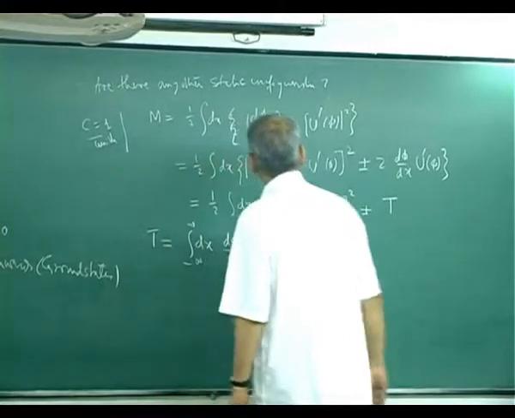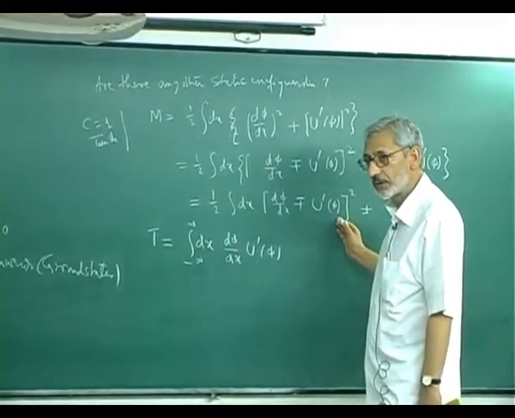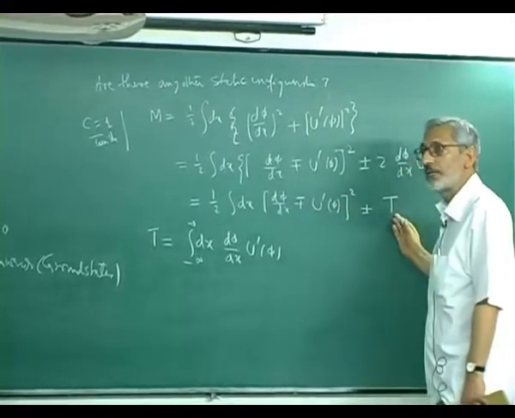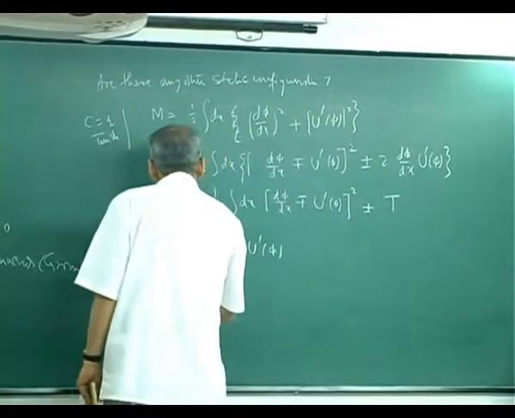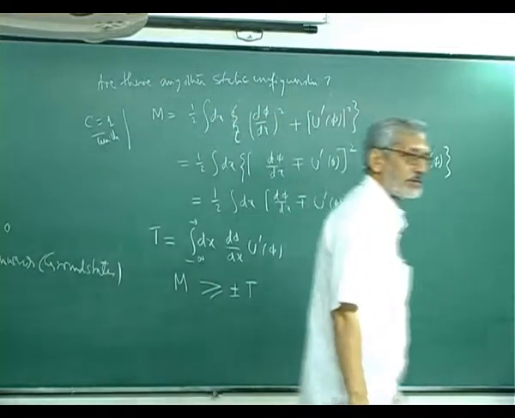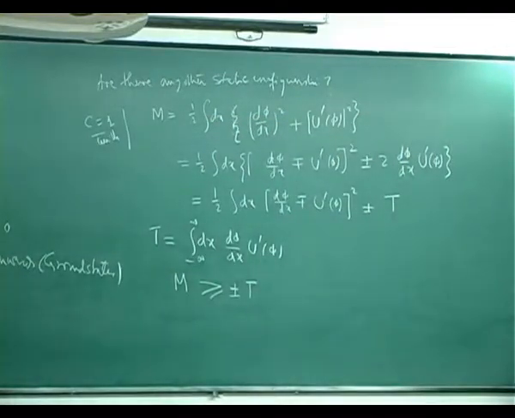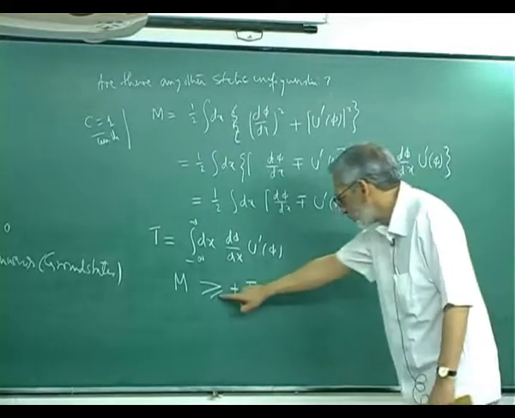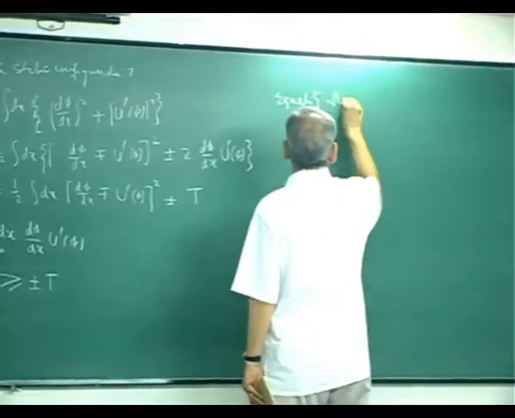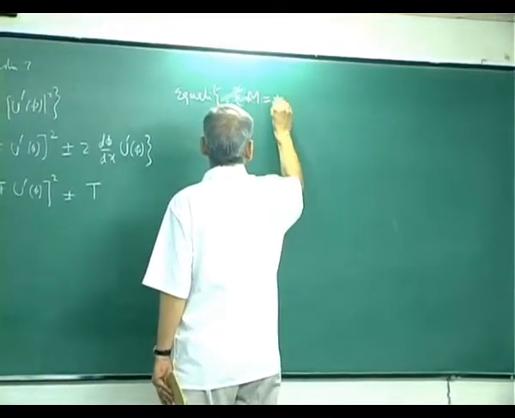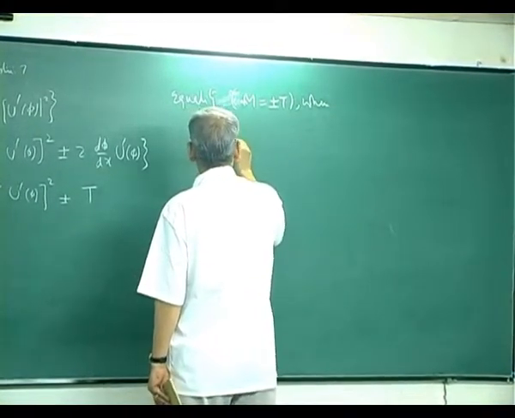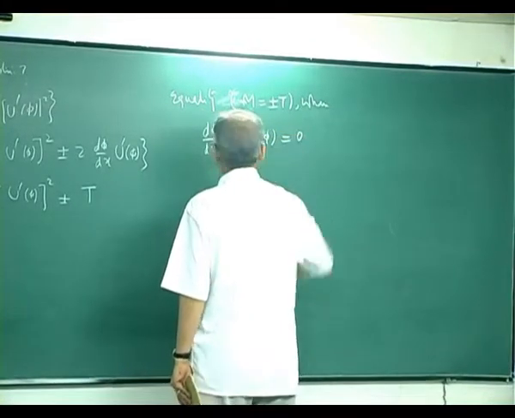From here, one can read off clearly, because this is a complete square, so this is a positive quantity, that the mass of such static configurations is bounded by the value T, so M is greater than or equal to plus minus T. And equality holds when this object is 0, so equality when M equals plus minus T, when the solutions satisfy this equation.